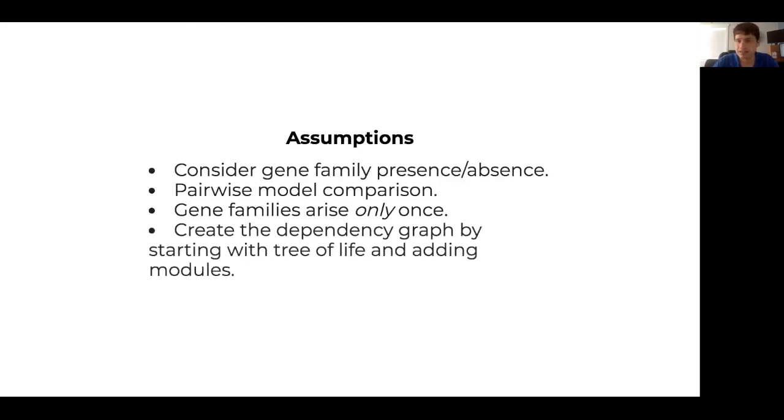In order to create the dependency graph, I start with the tree of life from NCBI, and I convert it into a dependency graph by reversing the direction of all those arrows. And then I systematically test different potential modules to see if adding them helps improve the fit to the data, taking into account that prior, and ran that for a while to see what results I would get.